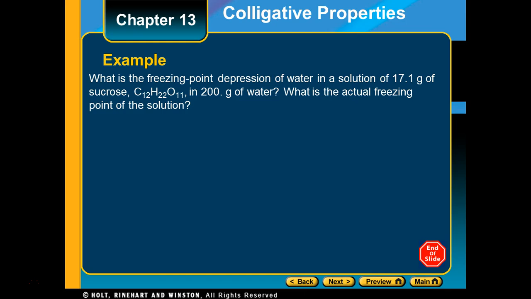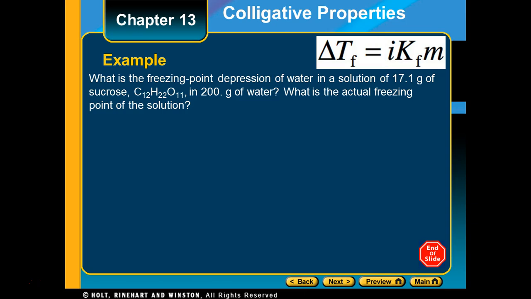What is the freezing point depression of water in a solution of 17.1 grams of sucrose? And they give us C12H22O11 in 200 grams of water. And what is the actual freezing point of the solution? All right, lots of words in there and some numbers and symbols. Let's go ahead and pull out some information. And we want to make sure that we can solve for this equation.